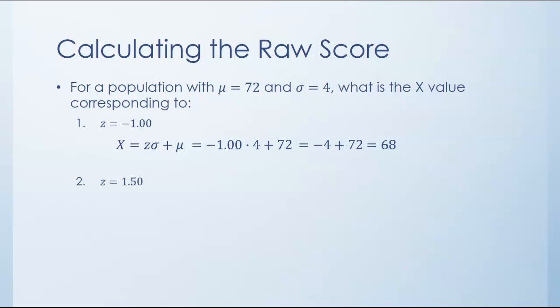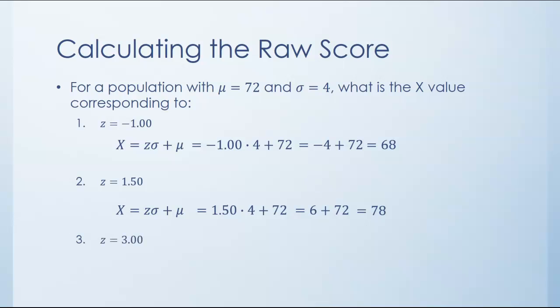We're going to do this one with a 1.50. So again, z-score times the standard deviation plus the mu. So we're going to have 1.50 times 4 plus 72. 1.5 times 4 is 6, plus 72 would give us a raw score of 78.